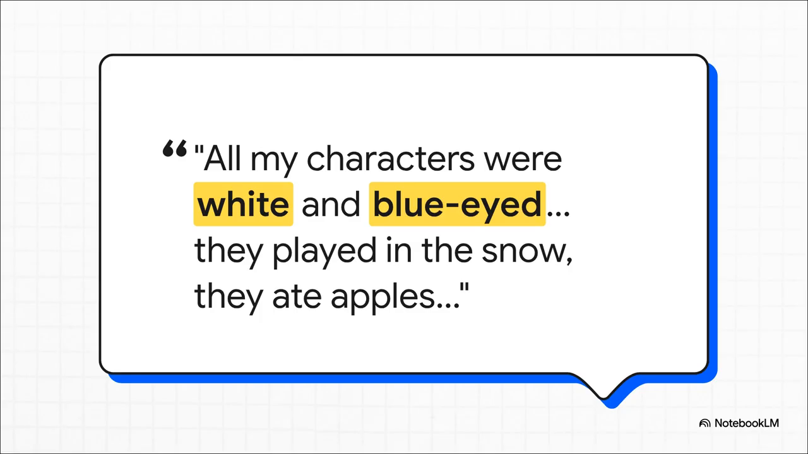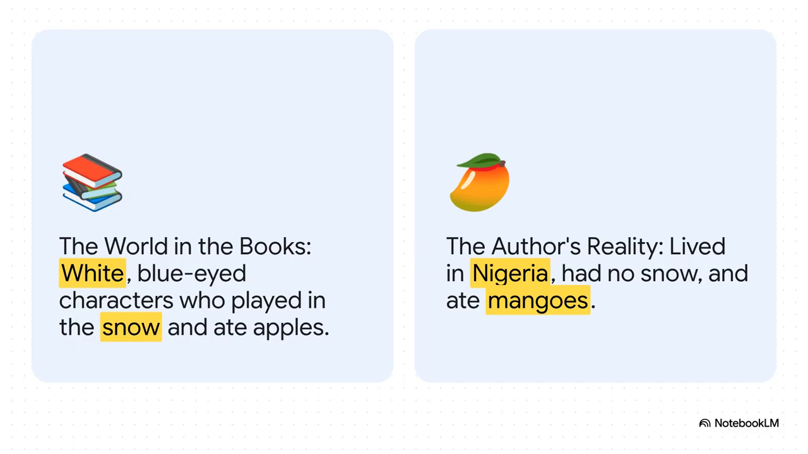White characters, snow, apples, stuff that was totally foreign to her actual life. And boom, this just lays it all out, doesn't it? On the left, you see the world inside the book she was reading. On the right, her actual lived reality. Her perspective as a Nigerian child reading British and American books is what allowed her to see this gap so clearly. The dominant stories she was reading were missing all the details of her own world.